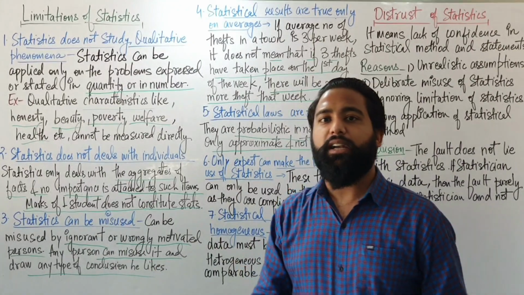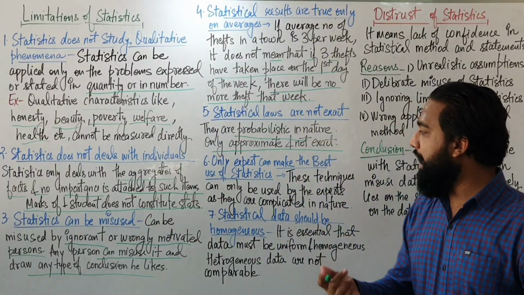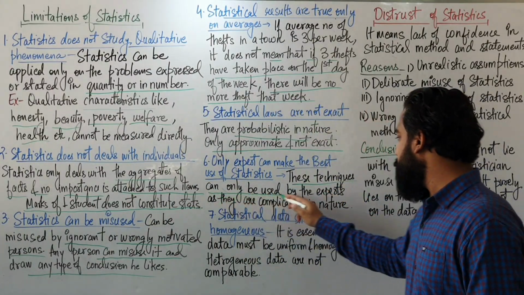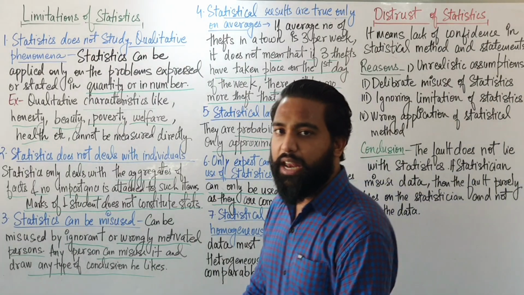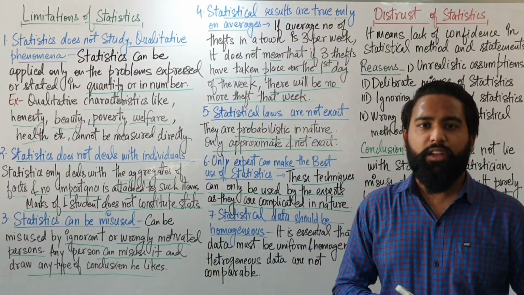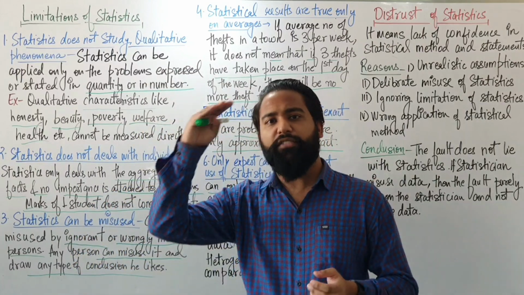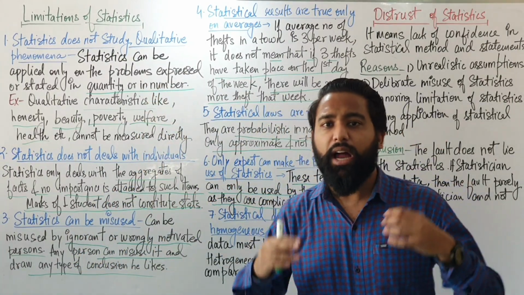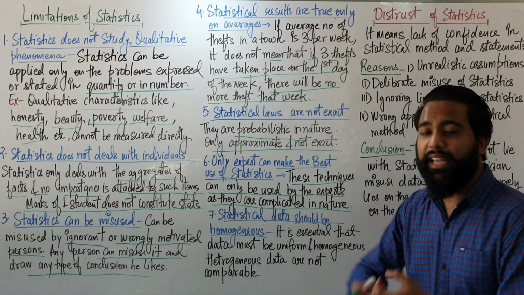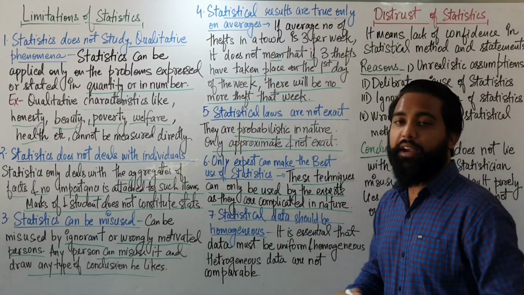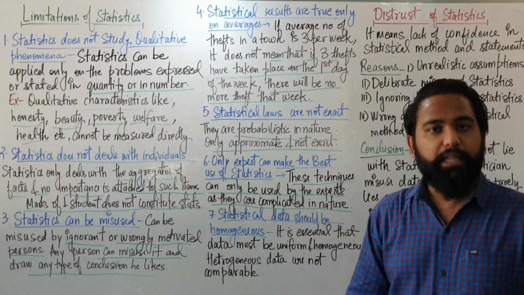A normal person, normal human beings, cannot use statistics. These techniques can only be used by experts as they are complicated in nature. Sometimes statistics can be very difficult to understand. You must have seen the data regarding the corona spread, COVID-19. There is a graph they show. This is very complicated. You cannot understand it completely. So it can only be understood by experts because it is very complicated in nature. So that's our sixth limitation, which is that only experts can make the best use of statistics.